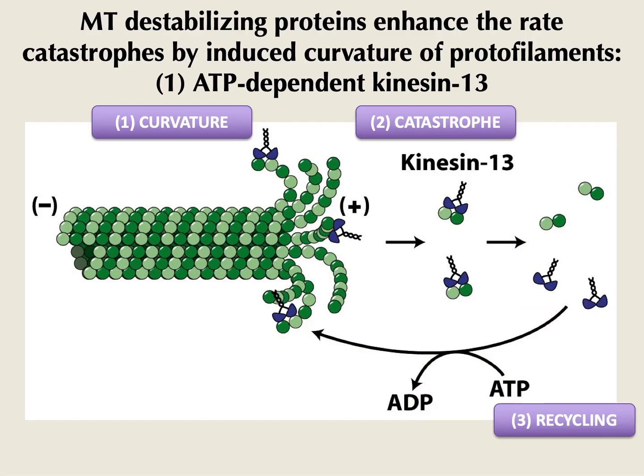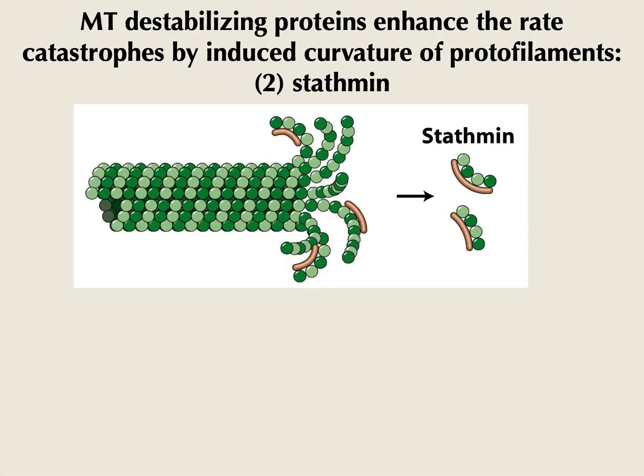Okay, you have other ways to promote these catastrophes. Because I told you the structure, what happens in a catastrophe is the protofilaments become curved, right? And that curvature antagonizes the stability of the whole microtubule. So they are bound not to sausages, but to statmins.